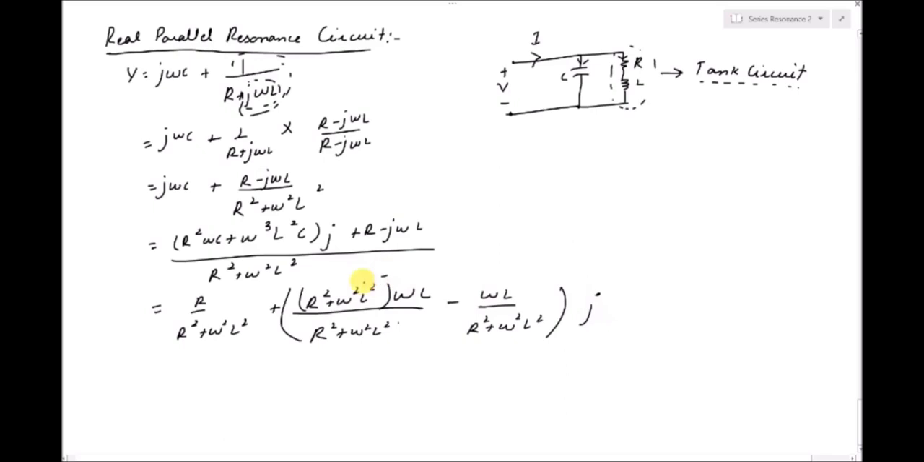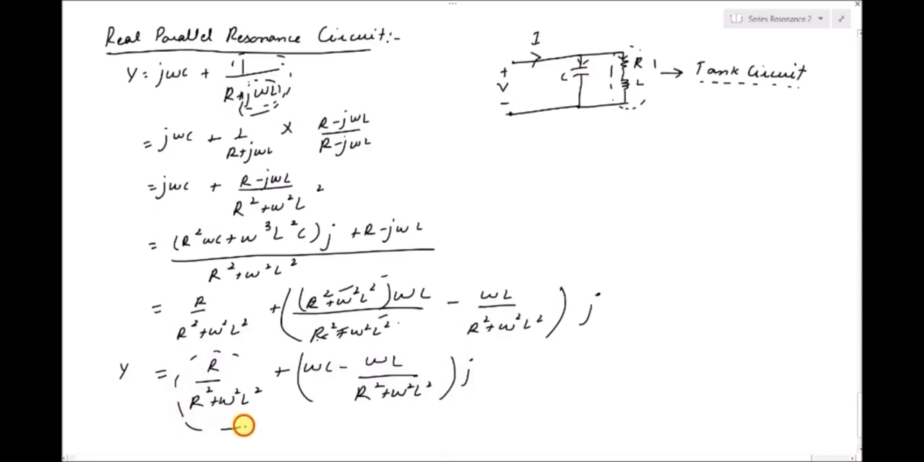So these two terms will cancel out, and the final admittance term will become R over R square plus omega square L square plus j times omega C minus omega L over R square plus omega square L square. So this is your imaginary part and this is your real part.